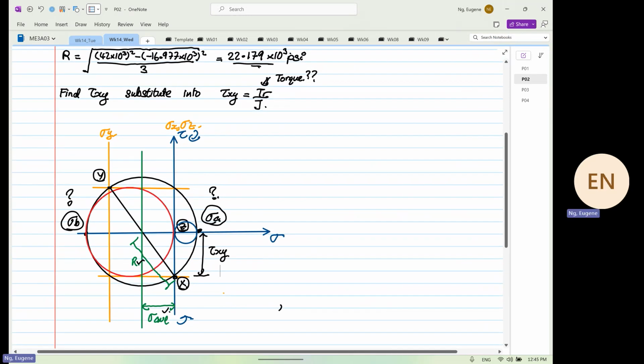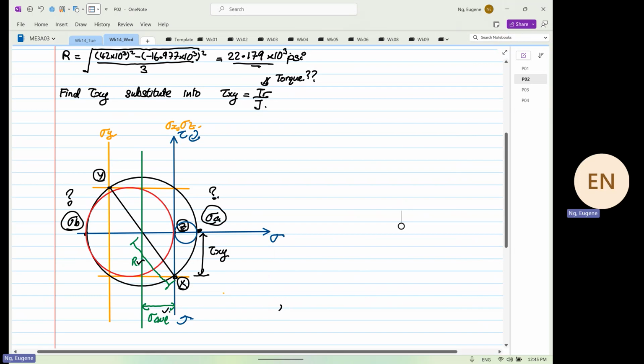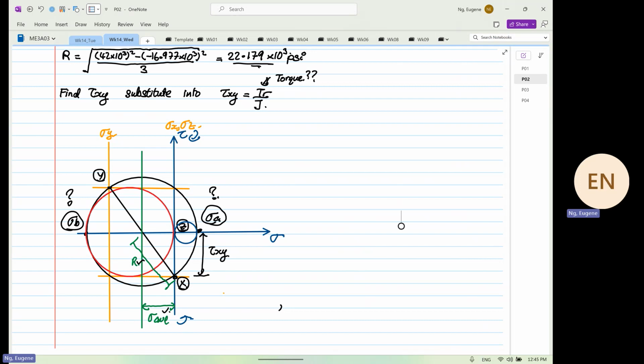To determine shear XY, don't memorize any of those formulas that you see in the textbook. It's absolutely not worth it. Just focus on the circle. We know that shear XY will be equal to the square root of R squared minus stress average squared. Yes or no? Right?